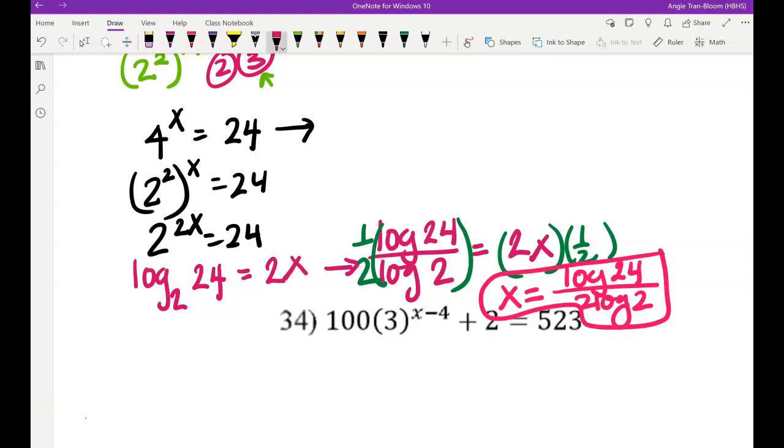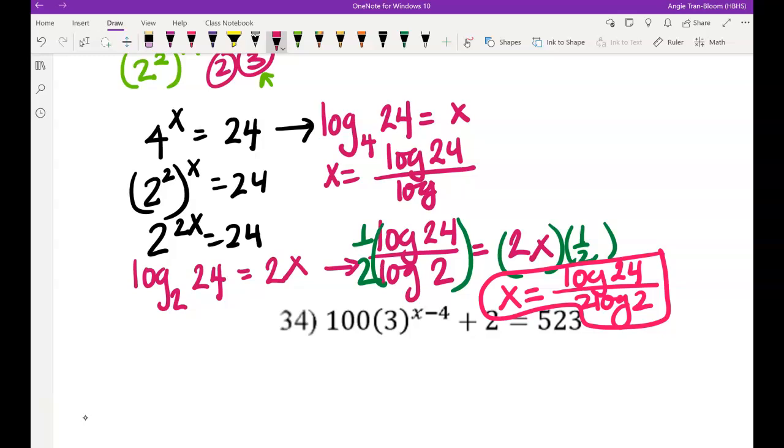Now, if you go and set the original one here, 4 to the x equals 24, you're going to do the same thing. We're going to say, okay, log base 4 of 24 equals x. And then we're just going to use a common log to crunch out the numbers. So x will have log 24 divided by log of 4. This one is okay too.